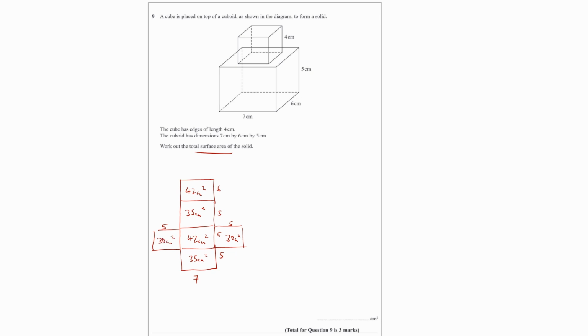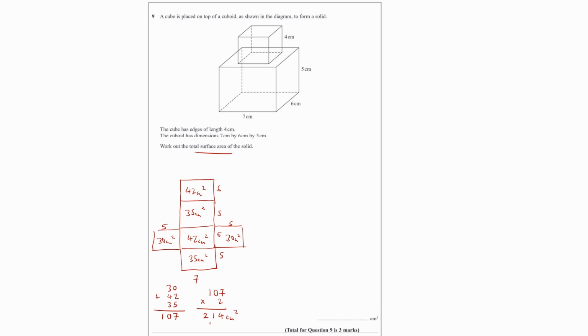So the total is 30 plus 42 plus 35, then times 2. 30 plus 42 plus 35, 7, 6, 10, so 107. 107 times 2, 14, 214 centimetres squared. So that's for the cuboid.